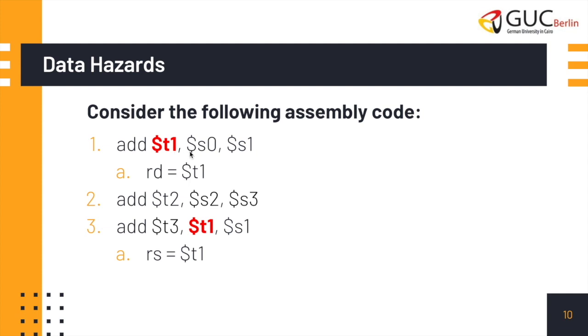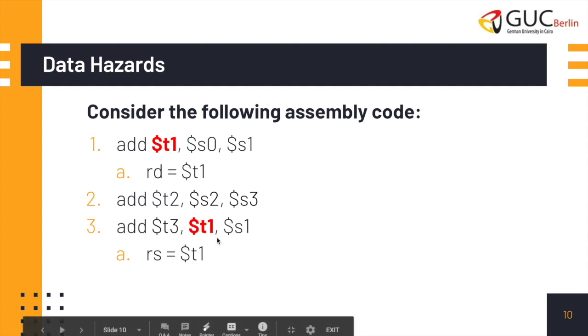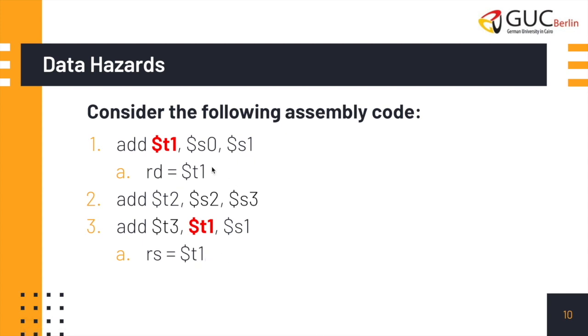Okay? Because when instruction 3 will be in the decode stage, instruction 1 will be in the memory access stage and not in the write back stage. Therefore, the new value of T1 will not be written yet. And as you can see here, the dependency is that register RS is T1. So we have a dependency between RS and RD, between instruction 3 and 1, a read after write or a RAW dependency that will cause a data hazard.